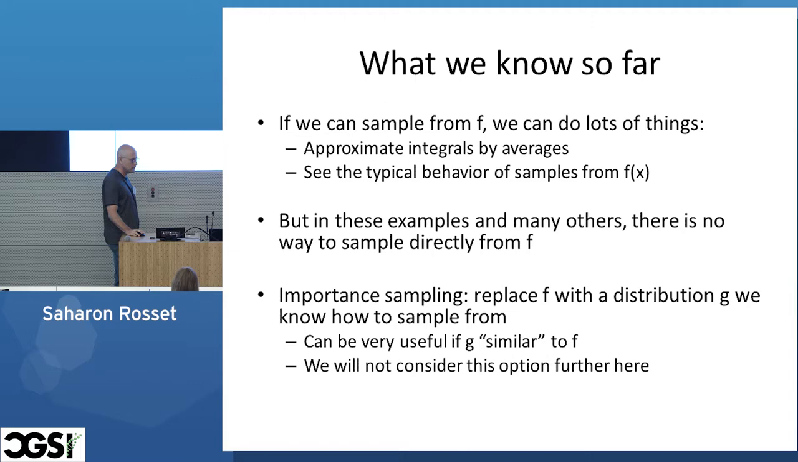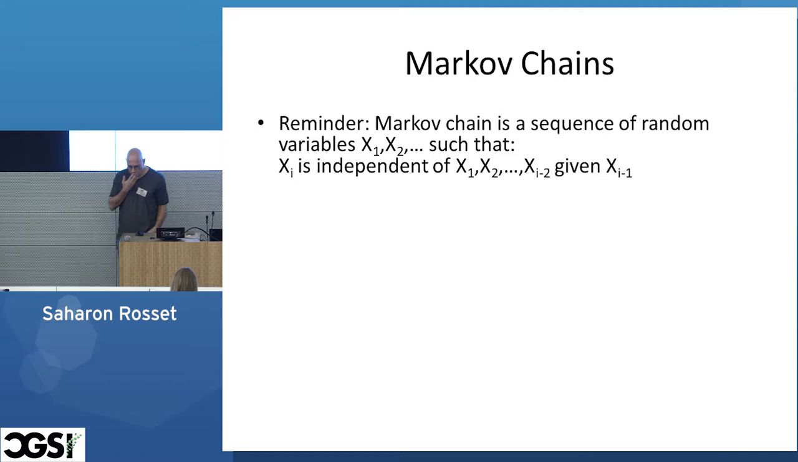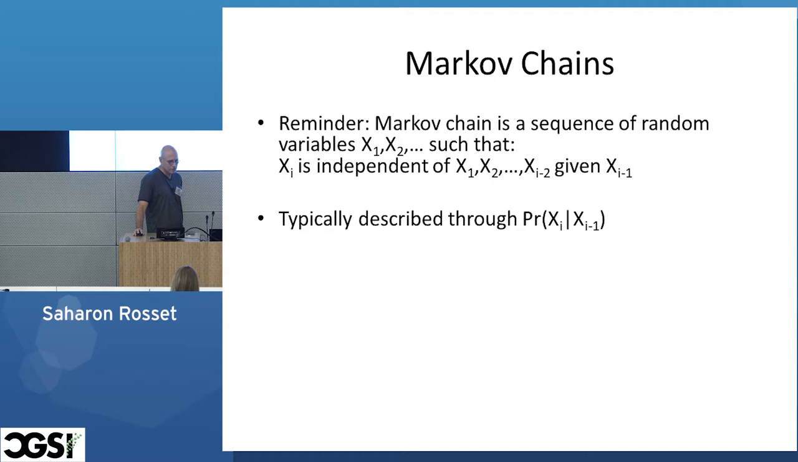What I am going to be talking about is Markov chains. And what's a Markov chain? A Markov chain is a sequence of random variables such that the important property is that the ith variable is independent of all the previous variables conditional on the one previous, right? So if I know the previous value, I don't need to know anything about what came before it to know the distribution of my current value. And so it's natural to describe it through this conditional distribution of the ith element conditional on the i minus one element.